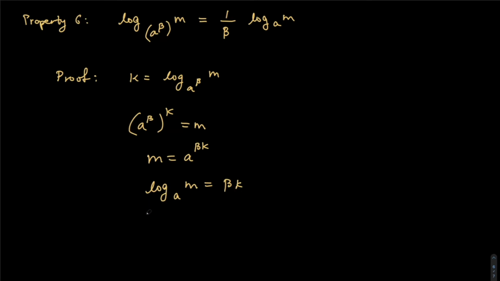So now if I divide by b on both sides, what I'm going to get is 1 upon b times log base a of m is equal to k, which is what I just showed you right here. So this is how this property is used. When you have something like this, you can take the constant outside and write it as 1 upon beta.